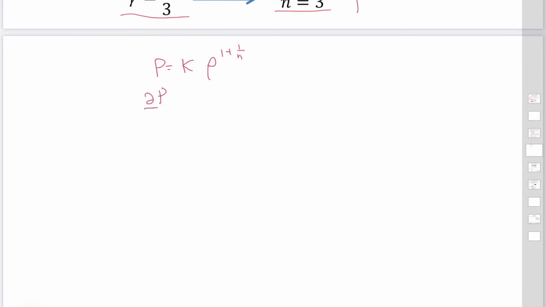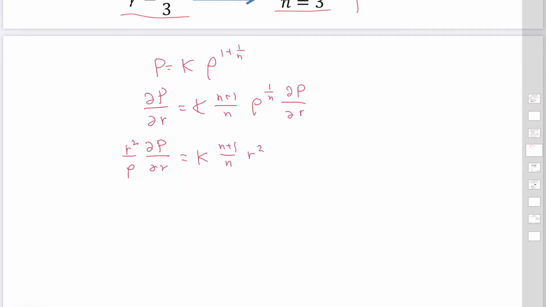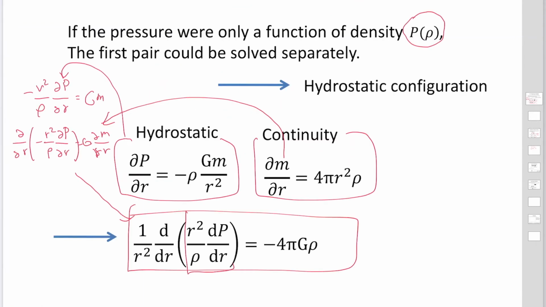You can find the derivative of P with respect to r. This becomes K (n+1)/n rho^(1/n) ∂rho/∂r. You can multiply by r squared over rho, ∂P/∂r. It becomes K (n+1)/n r squared rho^(1/n - 1) ∂rho/∂r. Then these equations, you can substitute.